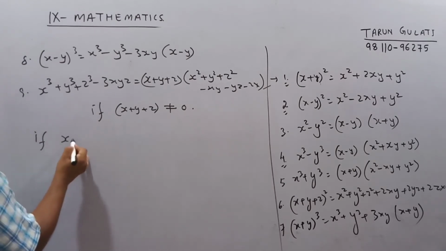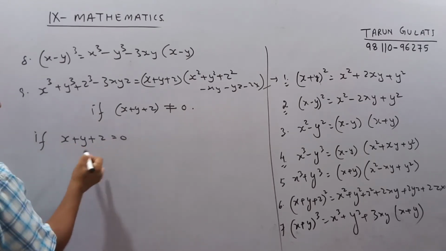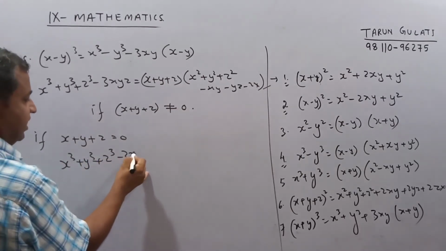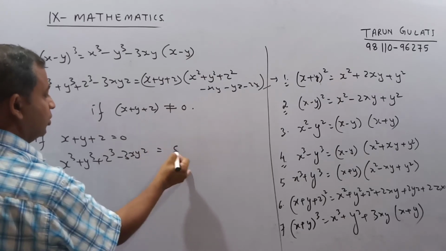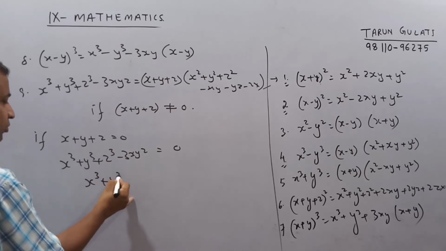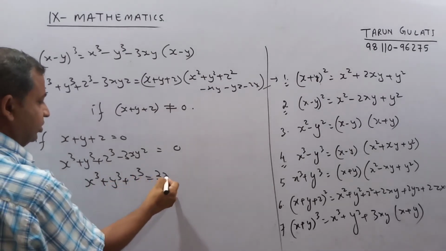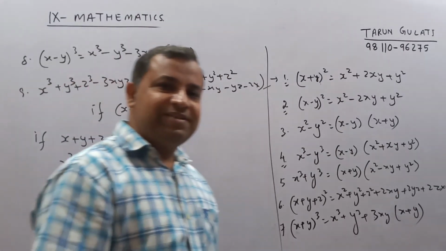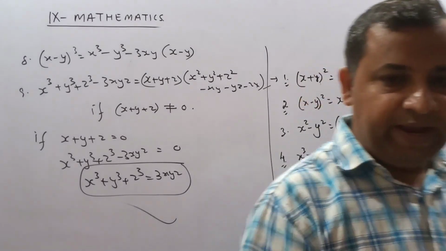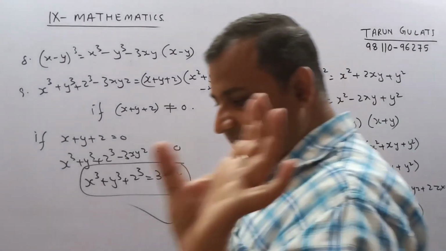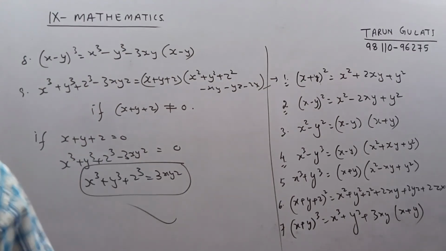If x plus y plus z is equal to 0, then x cube plus y cube plus z cube minus 3xyz is equal to 0. On putting it as 0, we get x cube plus y cube plus z cube is equal to 3xyz. So this is the result here. I suppose you all understand the meaning of polynomial, the identities, the definition and the standard form. This is a basic concept which we have to understand. Okay, thank you and bye.